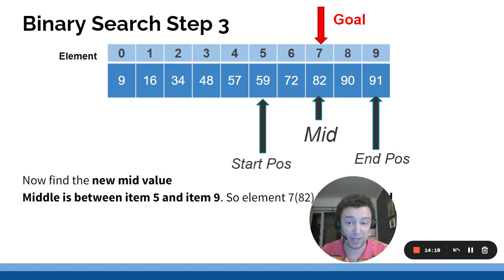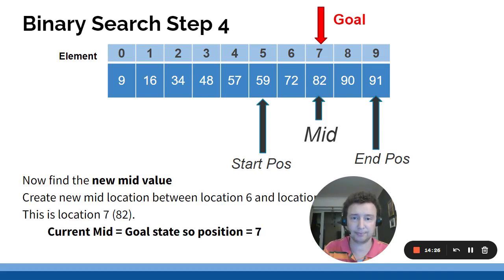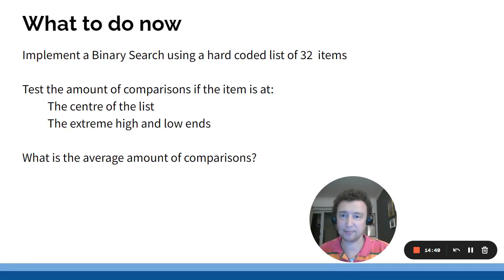This time our midpoint is 82, and we test that. As soon as we find our midpoint, we test the midpoint. It matches our goal. That took 2 passes. So linear search took 8 passes, 8 comparisons. The binary search took 2. So much more efficient in our pre-written scenario.